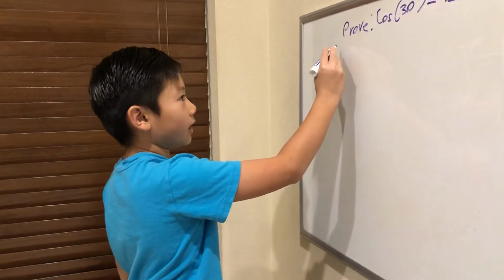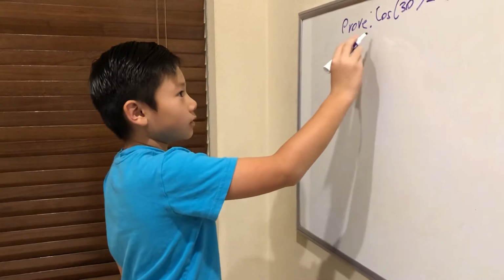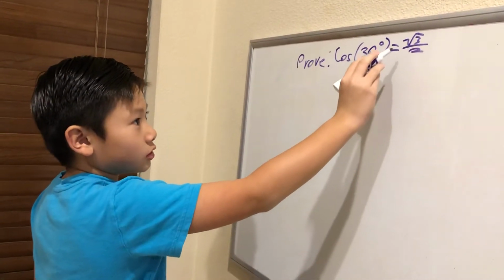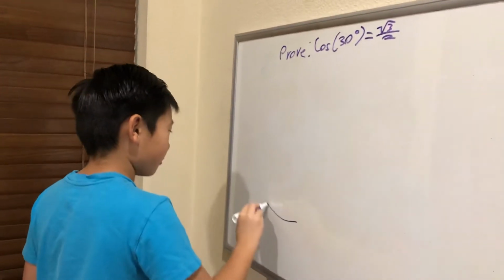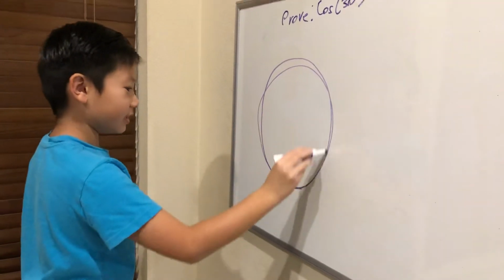Today, I will prove that cosine of 30 degrees is equivalent to square root of 3 over 2. Now let's draw our big, beautiful XY chart, obviously needed.